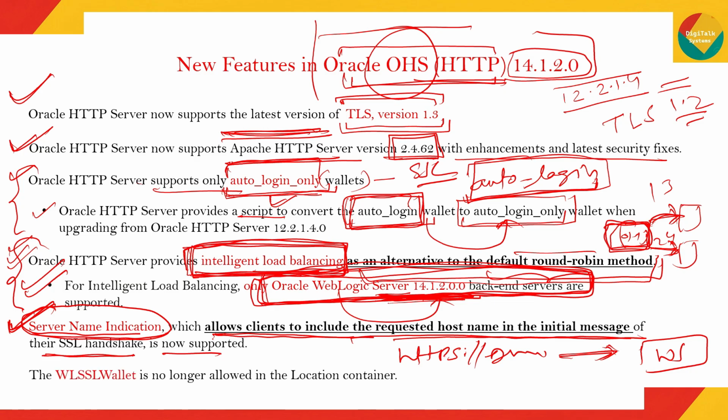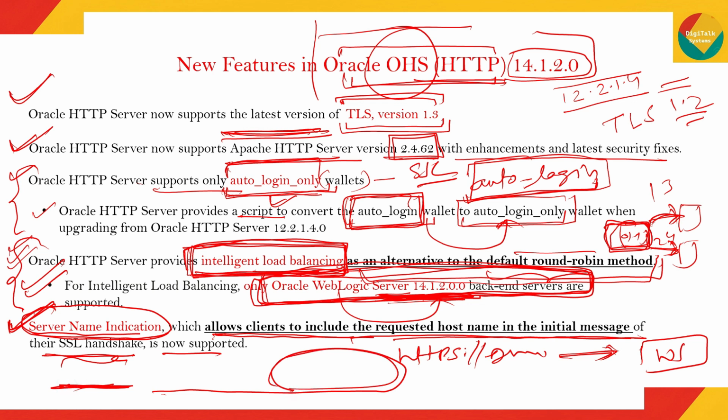Now the last one: the WLS SSL wallet parameter is no longer allowed in the location container. This is the parameter that we use to specify our keystore location when we configure OHS with SSL. Now this parameter is no longer supported in the location container. Now what is the meaning of location container here? Let me tell you.